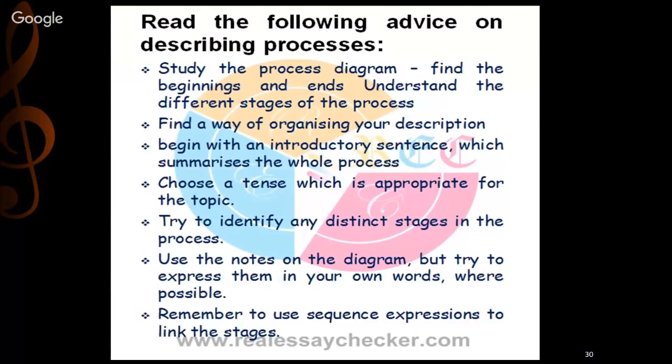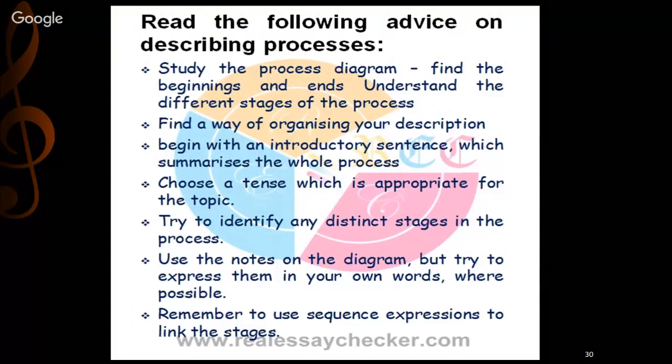Choose a tense which is appropriate for the topic. Try to identify any distinct stages in the process. Use the notes on the diagram, but try to express them in your own words where possible. Remember to use the sequence expressions to link the stages. So this is how you write a descriptive paragraph on process.